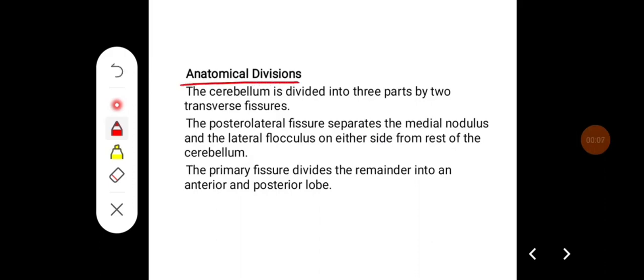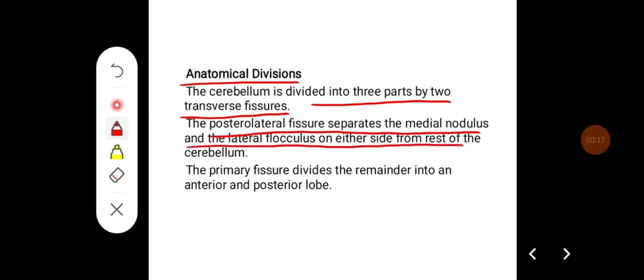The anatomical divisions of cerebellum. The cerebellum is divided into three parts by two transverse fissures. The posterolateral fissure separates the medial nodulus and the lateral flocculus on either side from the rest of the cerebellum. The primary fissure divides the remainder into an anterior and posterior lobe.